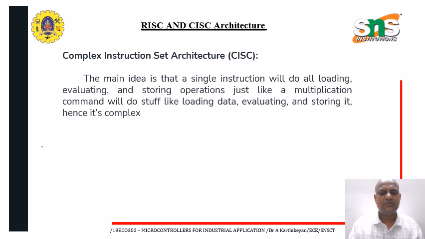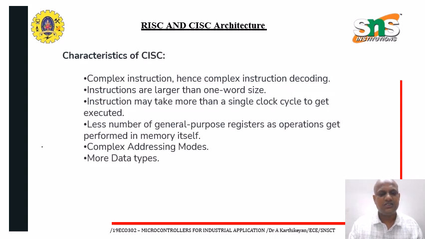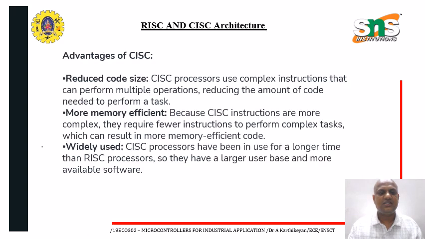In the complex instruction set architecture, a single instruction will do all the loading and evaluating, and multiple commands are given in steps, to execute loading the data, evaluating, and storing the data. The CISC has a complex instruction set, and instructions are decoded; an instruction may take more than a single cycle to execute. It also has fewer general-purpose registers for operation, a complex addressing mode, and more data types. That is the main characteristics of the CISC.